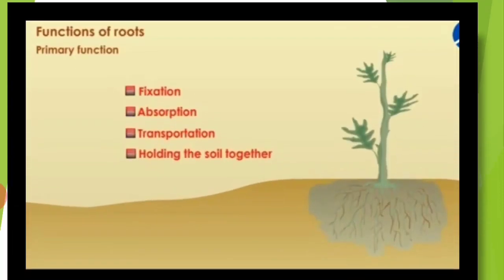So what are the primary functions of the root? Fixation, which means it fixes the plant to the ground. It helps in absorption of water and minerals which are required by different parts of the plant. Then holding the soil together is the major function of the root.